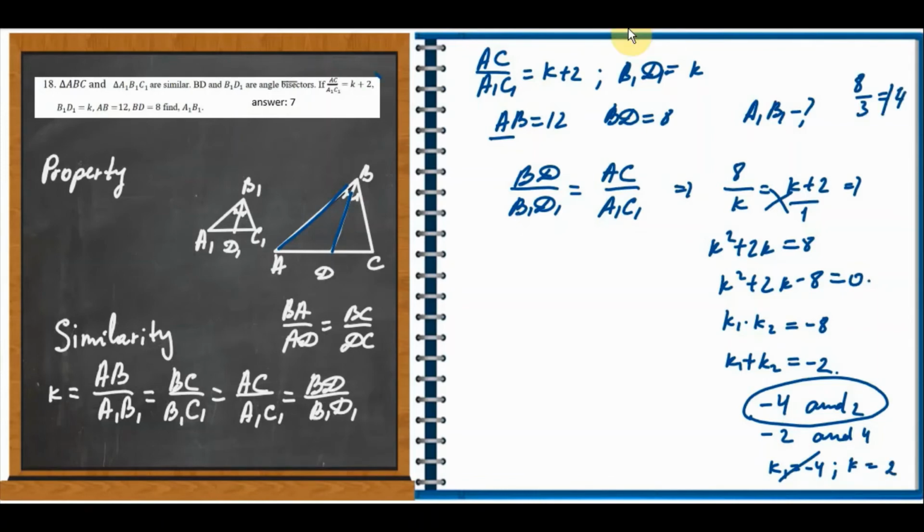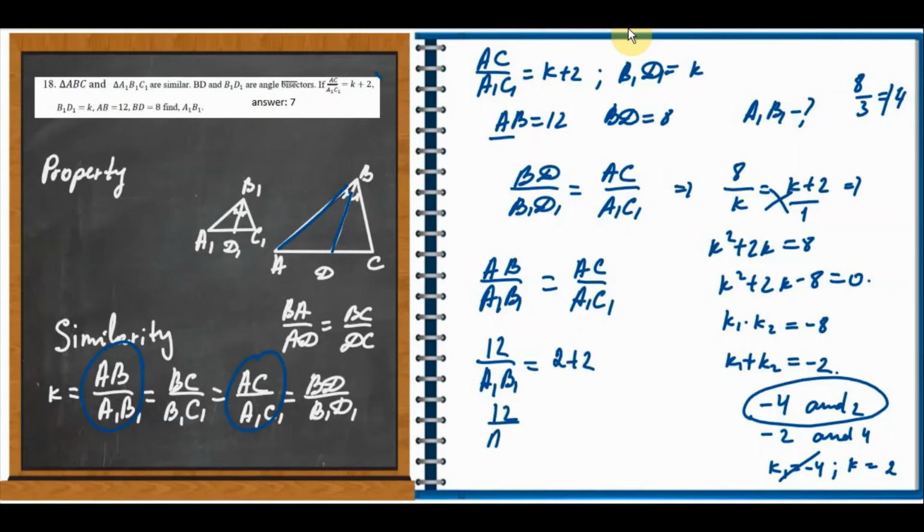Now we need to find A1B1. How to find it? We can use the ratio AB to A1B1 and the ratio AC to A1C1. AB over A1B1 is equal to AC over A1C1. Now, AB is 12, and AC over A1C1 is K plus 2, which is 2 plus 2. Now 12 over A1 B1 is equal to 4. A1 B1 will be 12 divided by 4, which is 3. The correct answer is 3 here.